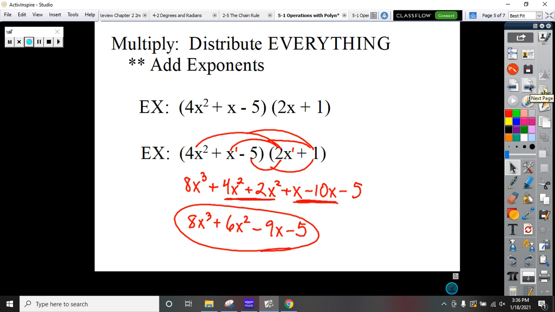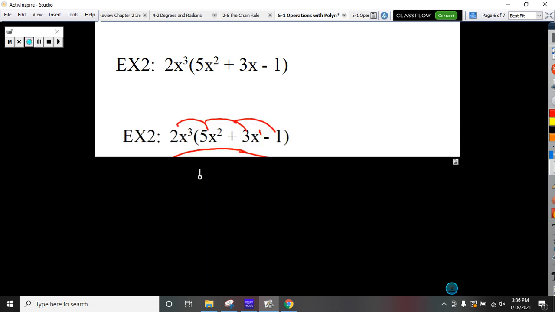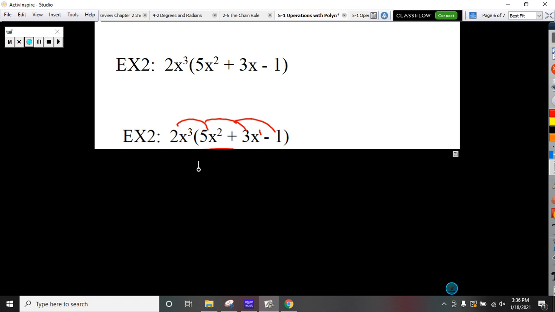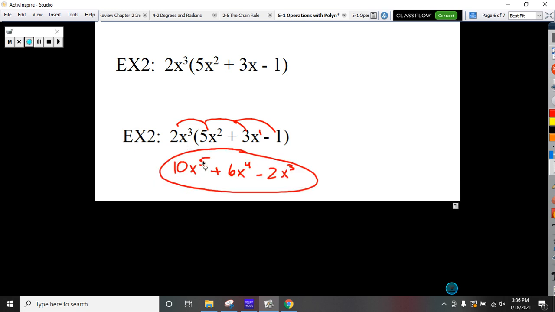Alright, second multiplication. Sometimes there's not quite as much to multiply, so here we just have the 2x to the third. We just need to take it and distribute it to all 3 of those terms. So again, we're going to multiply the 2 times the 5, and then add the exponents on x. So that becomes 10x to the fifth.